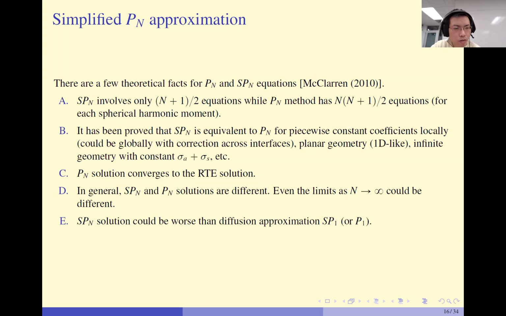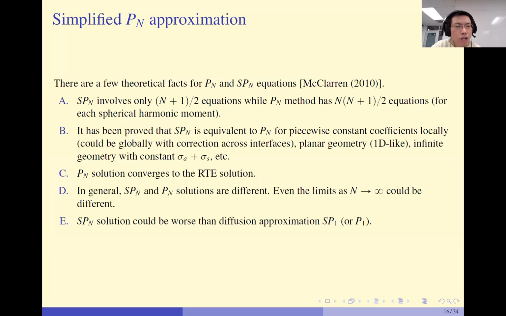It will give you a good model to simulate the radiative transport model. But for other cases, we don't know whether or not the simplified PN model gives you a good one. In general, you can use numerical results to show that these two models are different, even in the limits. And what is worse is that for some cases, the SPN model, when n is large, could give you a worse result than the diffusion approximation. So that is a drawback of this model if the medium behaves really badly.